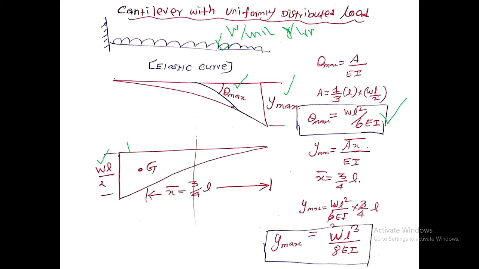So y max equal to A x bar divided by EI. Here x bar, the centroid, is 3 by 4th of L from the free end. Multiplying with theta max: WL squared by 6EI into 3 by 4th of L. So y max equal to WL cubed by 8EI, where this is capital W. Otherwise, for small w, it is wL power 4 divided by 8EI.